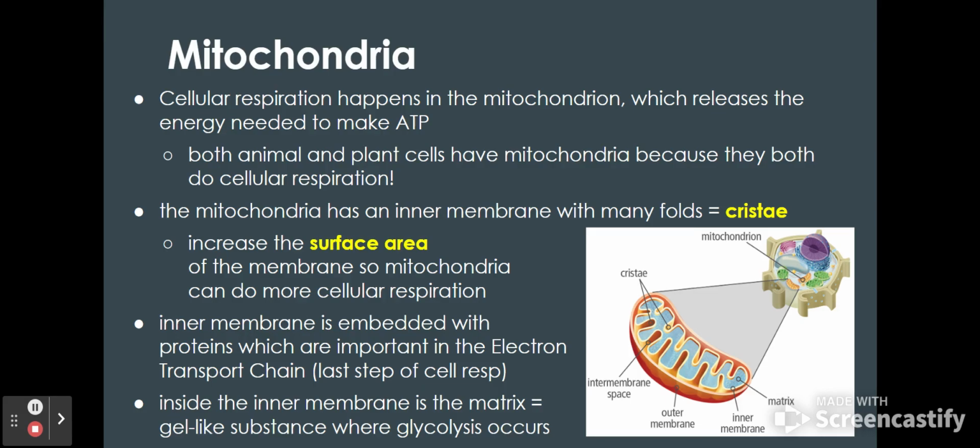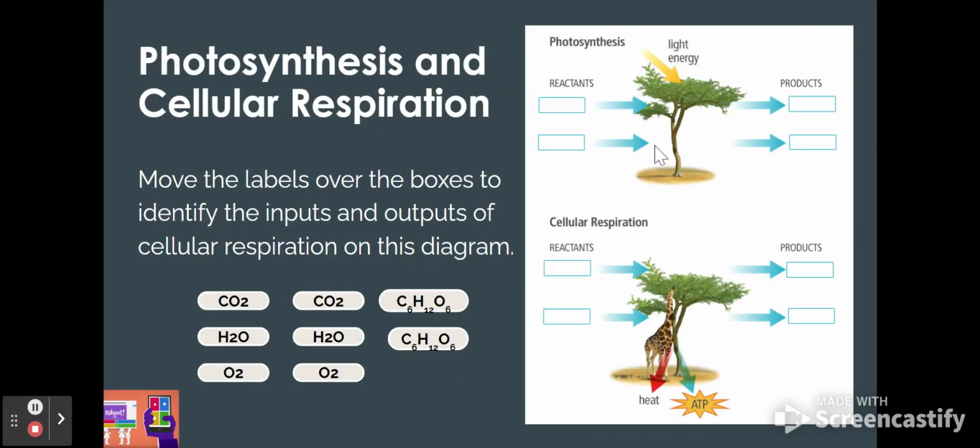This is the last step of cellular respiration. We'll talk about that in a bit. Inside the inner membrane is the matrix, which is a gel-like substance where glycolysis occurs. We'll talk about all these parts in a second.